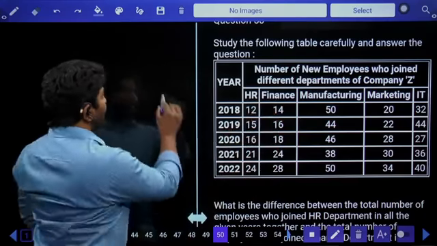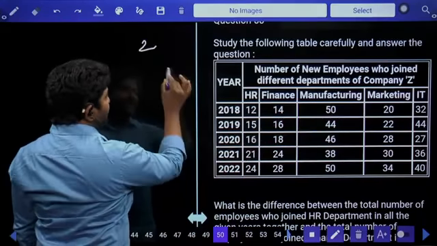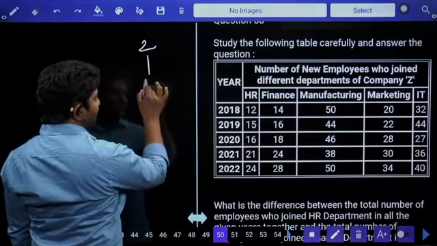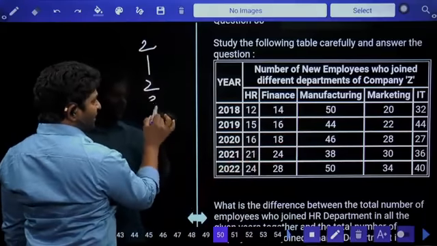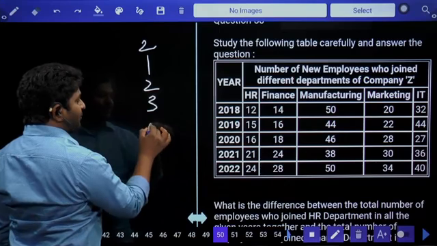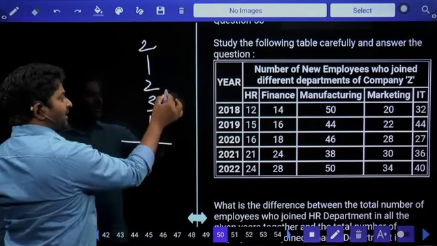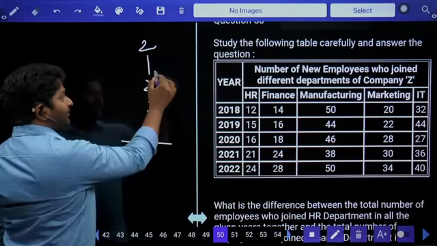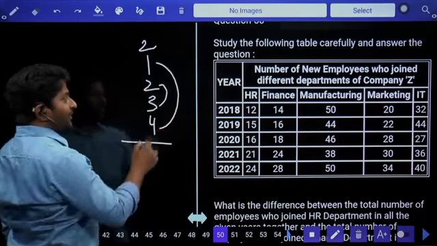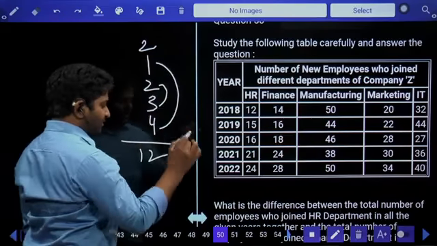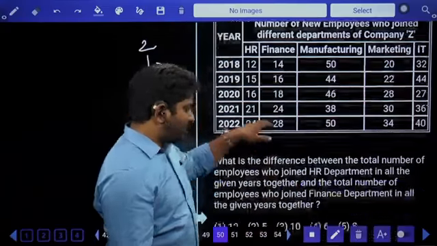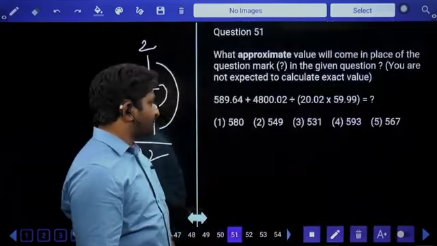14 minus 12, that is equal to 2. 16 minus 15, 1. 18 minus 16, 2. 24 minus 21, 3. 28 minus 24, that is equal to 4. Now, 3 plus 2, that is equal to 5. 1 plus 4, 5. 5 plus 5, 10 plus 2, that is equal to 12. So the difference we got is 12, which is our first option.